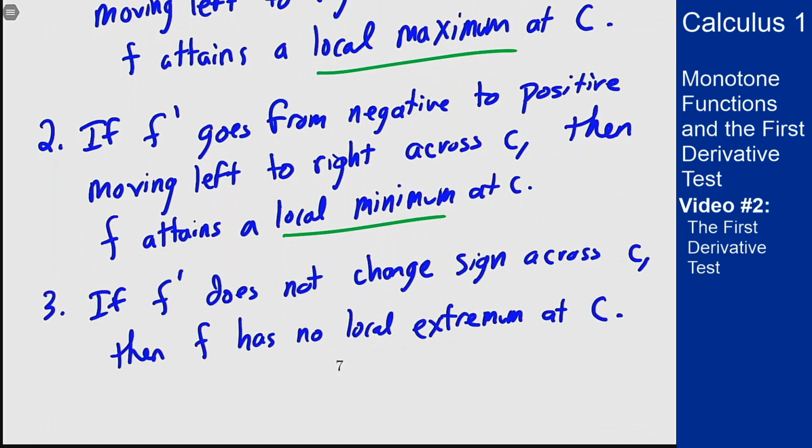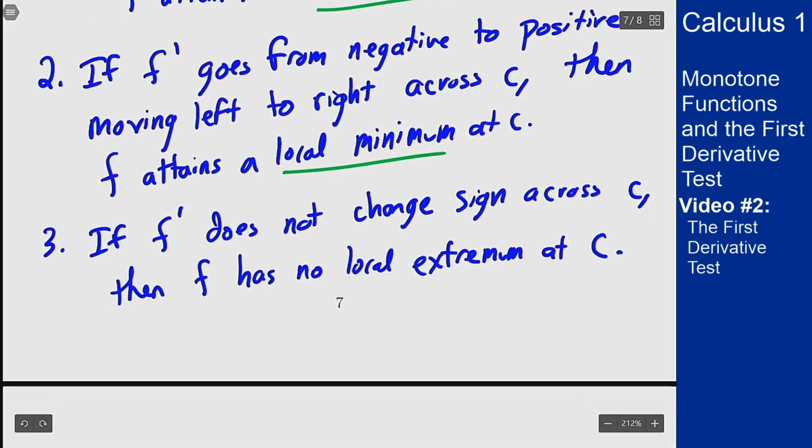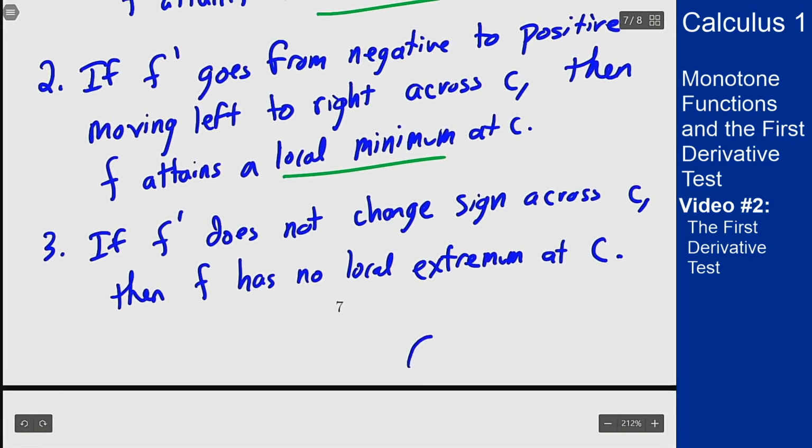So I get neither a max nor a local min if I don't change sign across that point. This might be a case where my function goes increasing, critical point, increasing. There's a critical point there, but it's not a local max or local min because it's not the biggest or smallest around it. You might think of something like f of x equals x cubed as your standard option for what this might look like.